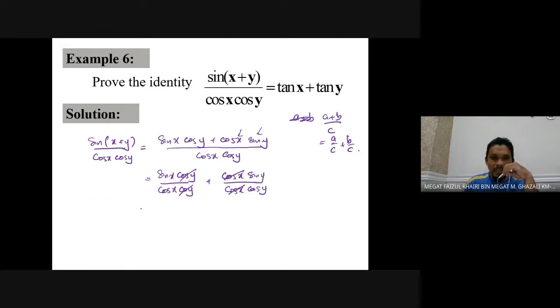Cos x and cos x. So sine x over cos x. Sine over cos is tangent x. Cosine y over cos y, tangent y.